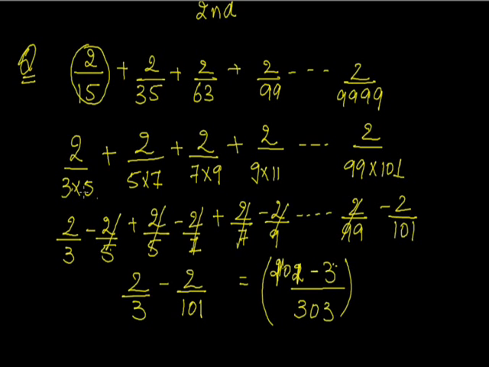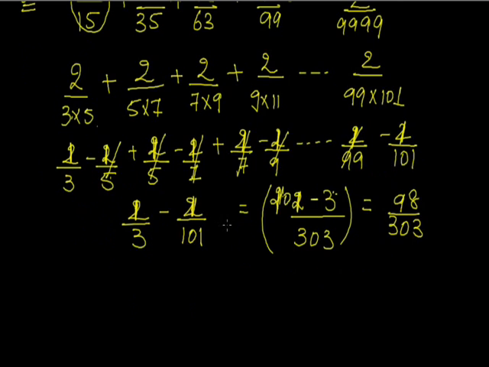Here we have taken in each case 2. So in each case it is 1: 1 by 5, 1 by 7, 1 by 7, 1 by 9, 1 by 99, 1 by 101. It is also 1 by 3, 1 by 101. So it is 101 minus 3. It will become 99 divided by 303. So this is the second question based on the sum of n terms of an AP.